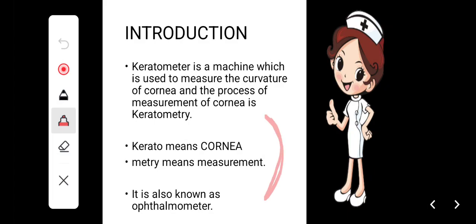So we have to find out the vertical as well as the horizontal curvature of the cornea. Okay, so this is the working of this machine. It is also known as ophthalmometer. So the another name of keratometer is ophthalmometer.